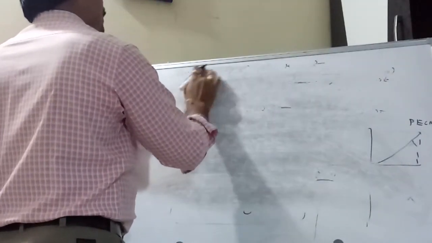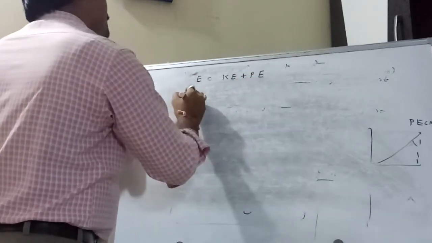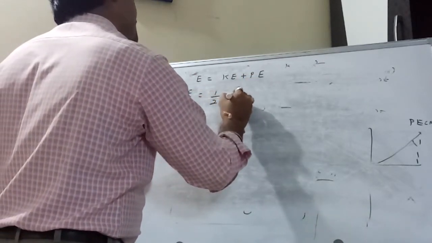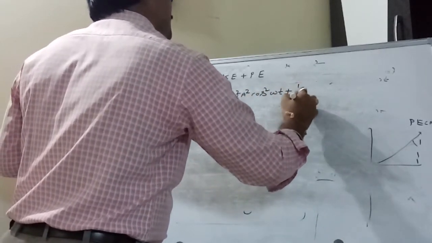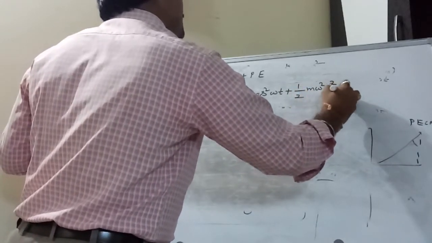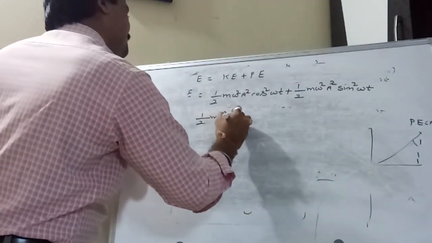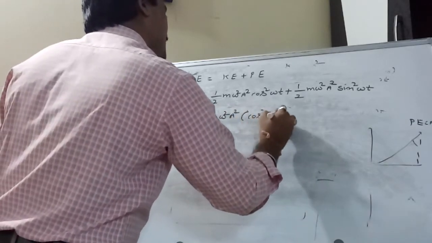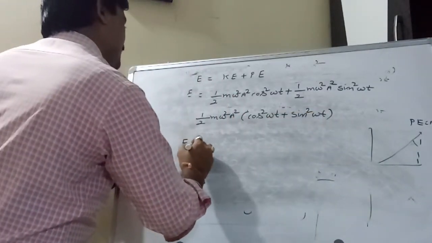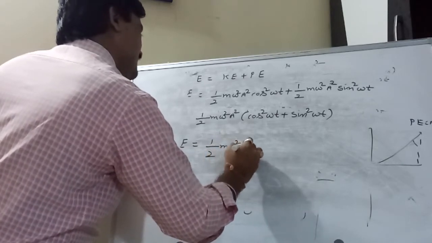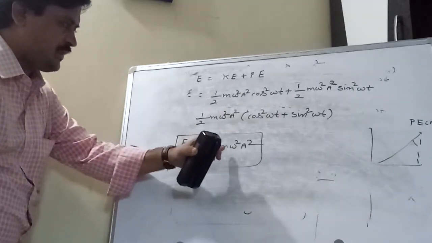So total energy is equal to KE plus P. So E is equal to half m omega square a square cos square omega t plus half m omega square a square sin square omega t. Taking half m omega square a square common, we get cos square omega t plus sin square omega t, which is 1. So the total energy of the SHM is equal to half m omega square a square.